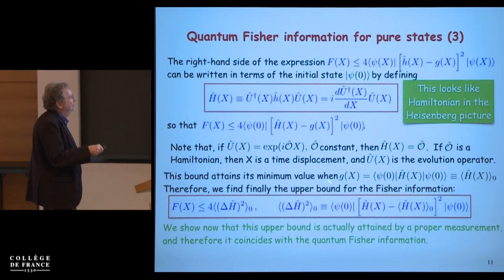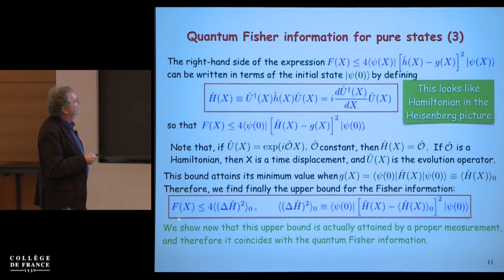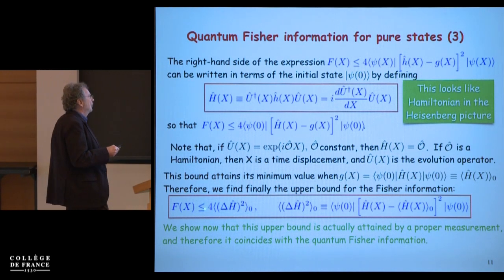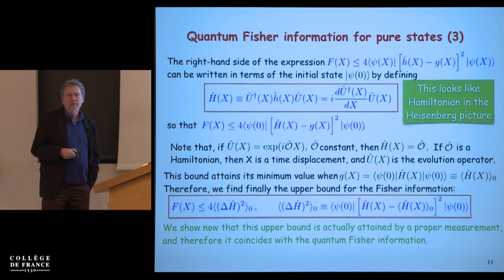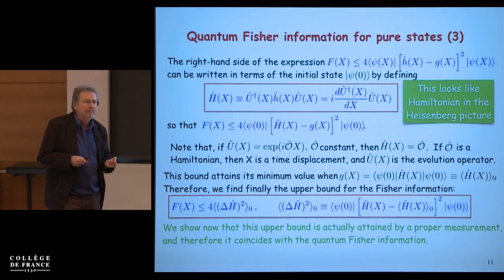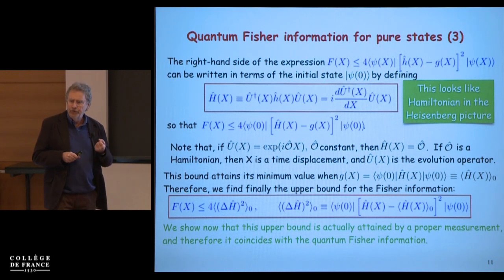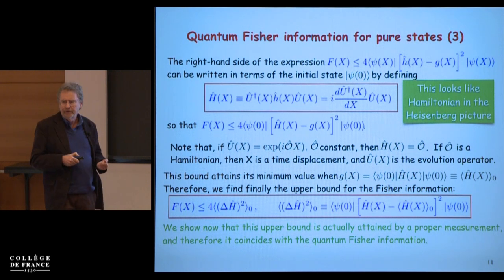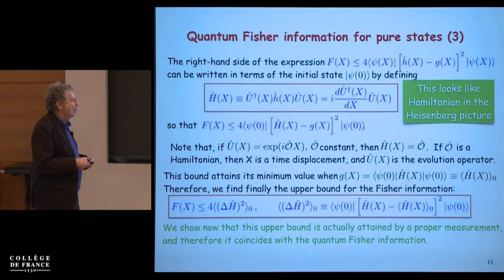So after doing that, we find finally that the Fisher information is bounded above by this expression here, which involves the variance of this operator in the initial state of the system. Okay? Now, this is an upper bound of the Fisher information. What I'm going to show you now is that this upper bound can actually be attained by a proper measurement. And if you show that, then you show that the quantum Fisher information is actually given by this expression. So that's the way to prove it. Okay?